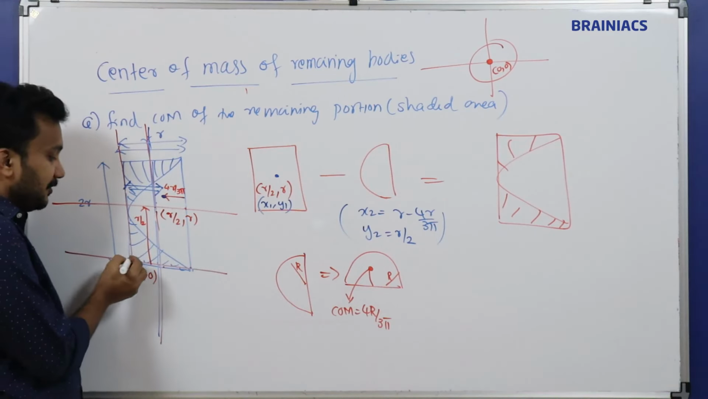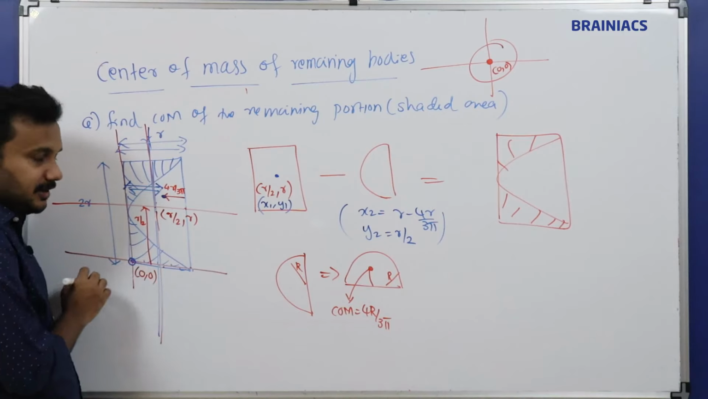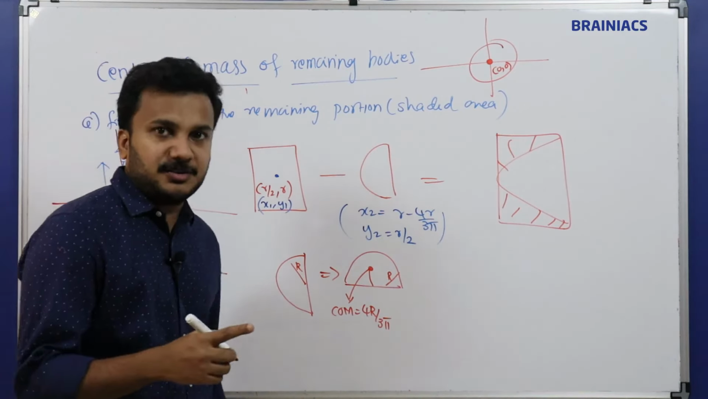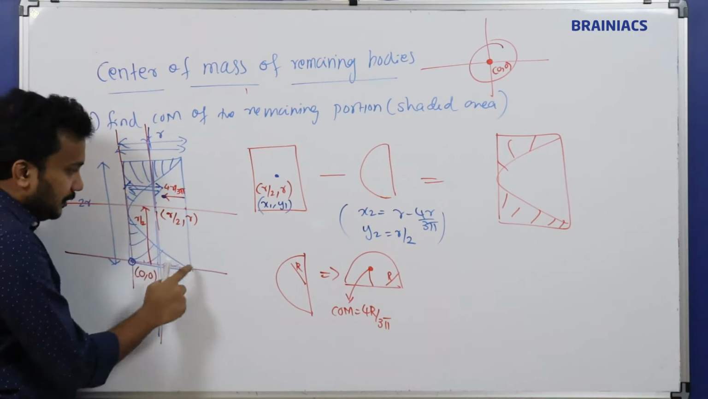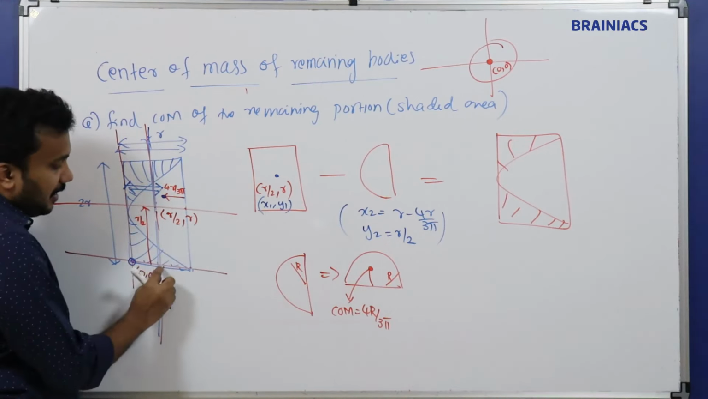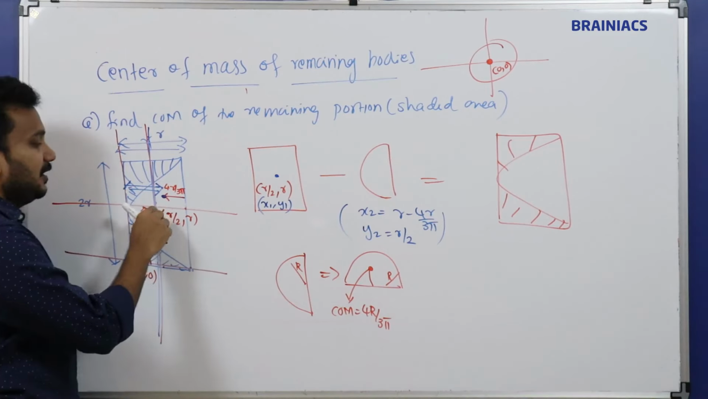Very important: you have considered this as the origin. This problem is comparable to the previous problem, a little more complicated. This is the origin. From the origin, the full rectangle's center of mass is at r by 2 for x and r exactly for y.